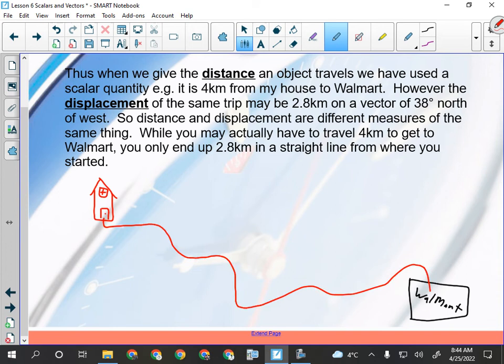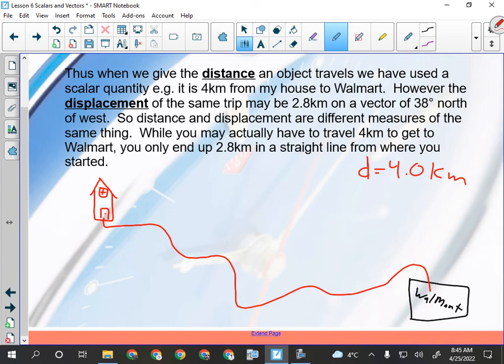So that red line represents the distance that I would have to walk. How far would I have to walk? Let's say that distance is 4 kilometers. I don't give a direction on that because I went a whole bunch of different directions. That's a squiggly line. But in total, when I get to Walmart, I will have walked 4 kilometers. If I'm keeping track of it on my watch, it's going to tell me 4 kilometers when I get there. Everybody okay with that?